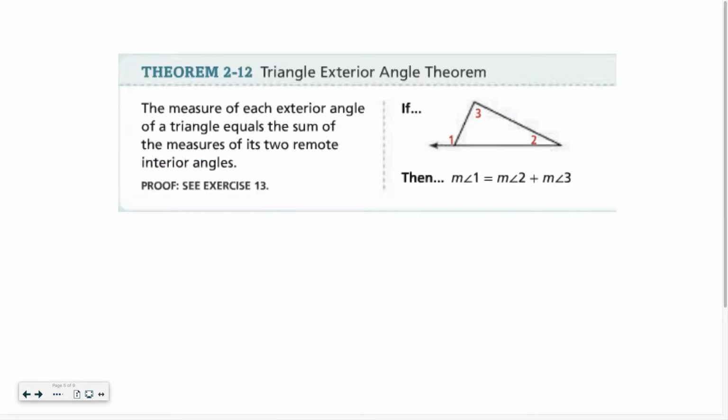All right, now let's talk about the triangle exterior angle theorem. The measure of each exterior angle of a triangle, so that would be angle 1 right here, equals the sum of the measures of its two remote interior angles. What it means by two remote is that these two interior angles are not touching the exterior angle.